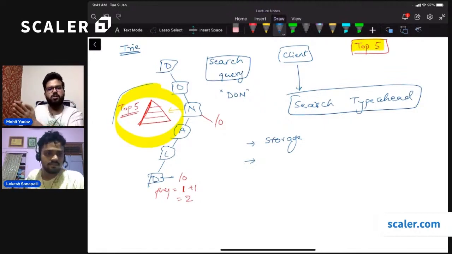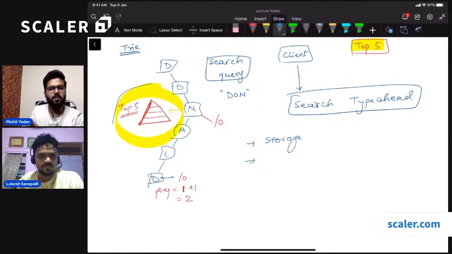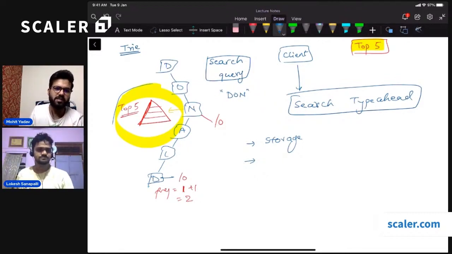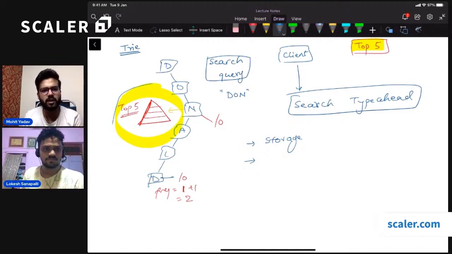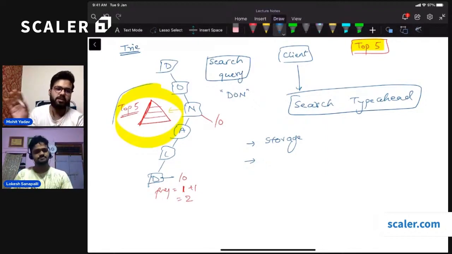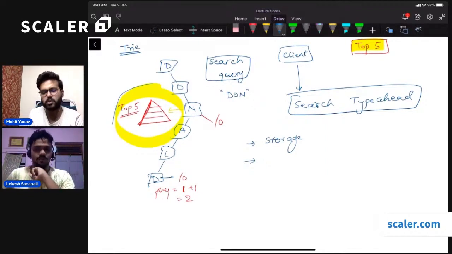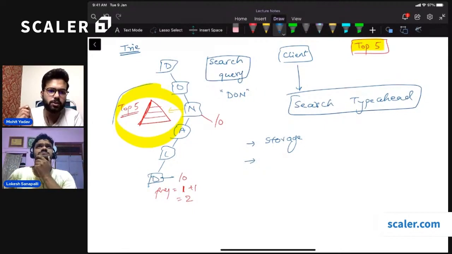But let's focus on the main problem. The main problem is that we need to give a consistent response for every query, right? We don't have to optimize for some queries. We can do it later, but let's optimize for the larger set of problems. So, apart from storage, do you see any other issue in this particular approach?